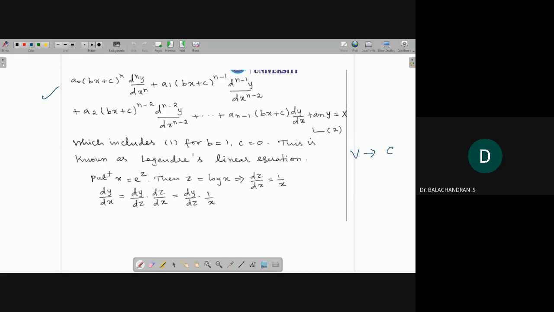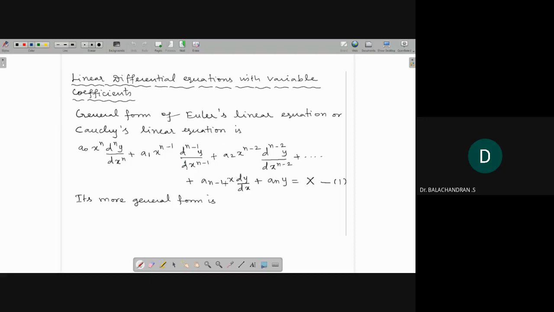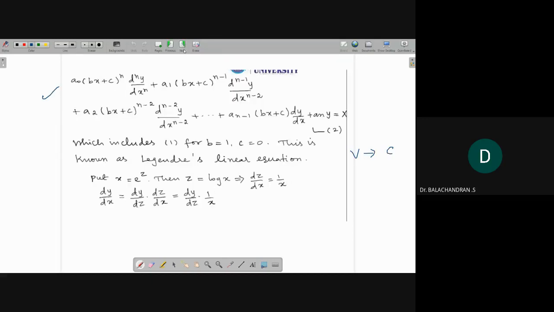Now I am going to convert equation 1 into constant coefficients. For this, I am going to use the substitution x is equal to e power z. Then z equal to log x. If you differentiate with respect to x, dz by dx is equal to 1 by x. Now dy by dx, what can I write? dy by dx is dy by dz into dz by dx.